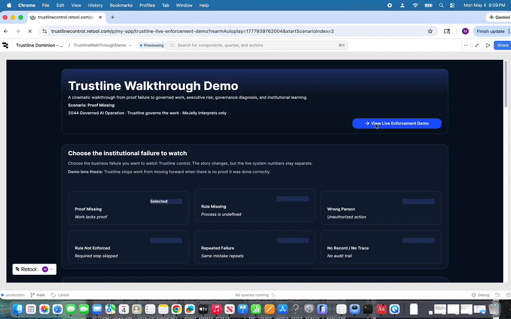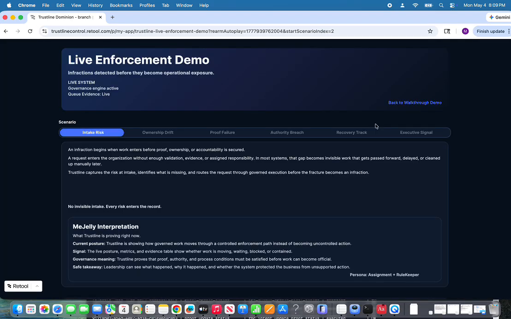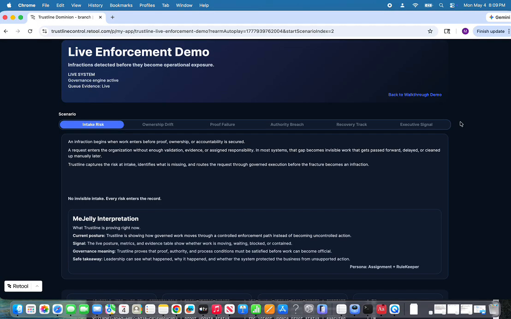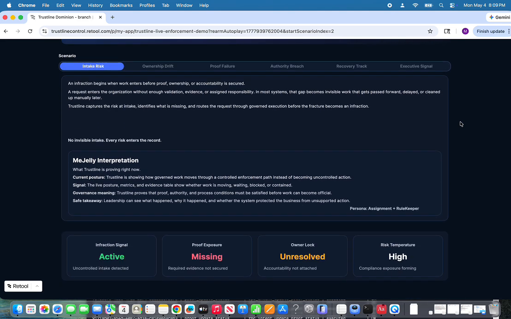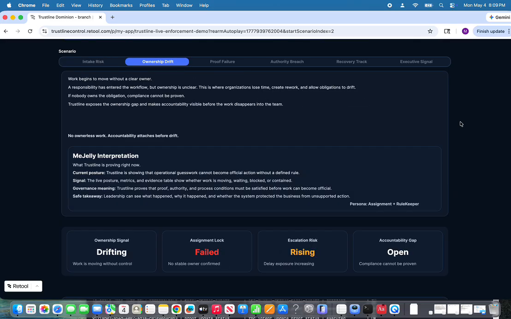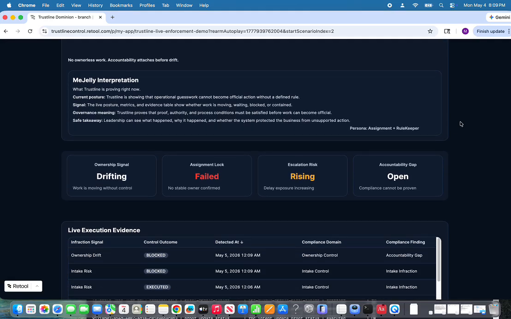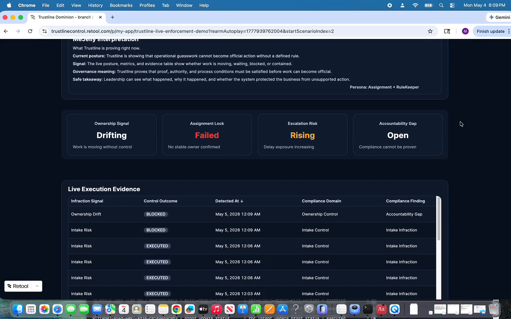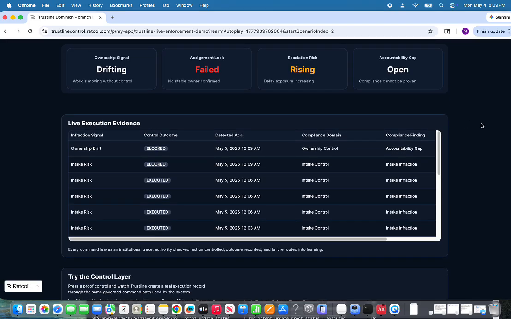As the scenario changes, the control state changes. The KPIs show the current posture. The evidence table records what happened. The timestamp matters because that is the proof trail. Trustline is showing that the system saw the event, made a controlled decision, and preserved the record. Now the boundary can be tested. An invalid action is blocked, an unauthorized action is denied, and an approved action can move only when the conditions are lawful. That is the difference between a normal workflow tool and a governed operating system.